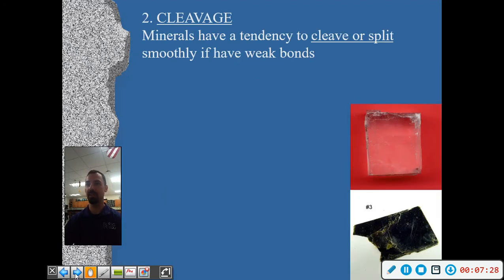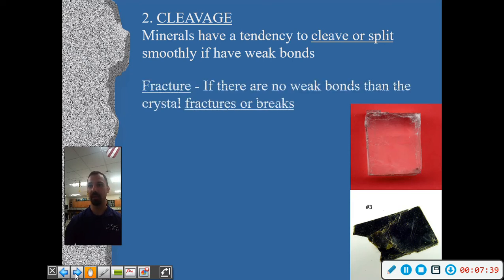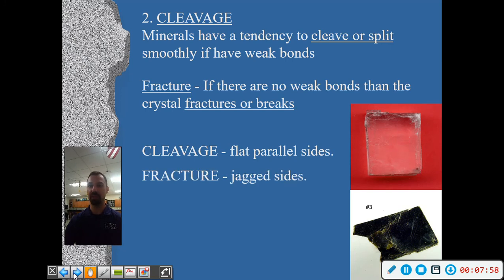Okay, cleavage on the other hand, these are breakage patterns, so minerals have a tendency to cleave or split smoothly if they have weak bonds in the material. The reverse of that is called fracture. Fracture is if there are no weak bonds and basically the crystal breaks apart unevenly and has an uneven breakage pattern. Cleavage is flat parallel sides, whereas fracture is jagged sides, right?